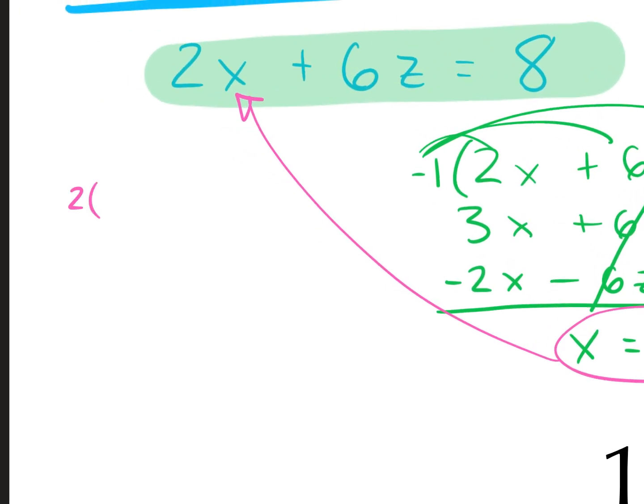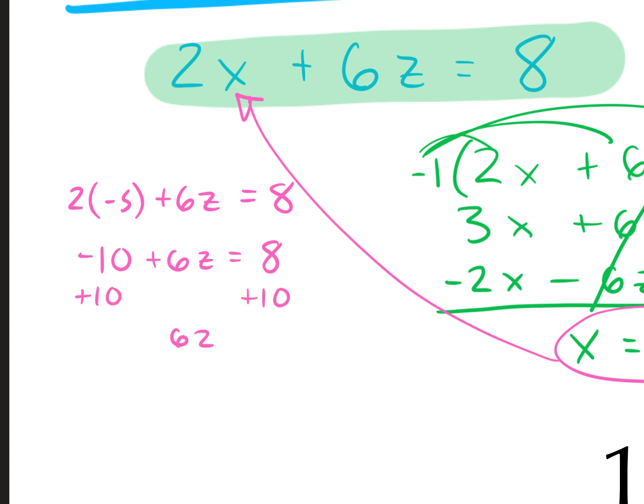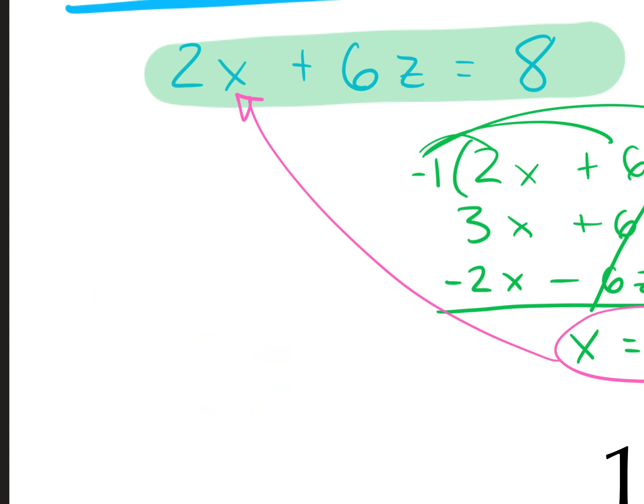So we have 2 times negative 5 plus 6z is equal to 8. So negative 10 plus 6z is equal to 8. What would I do next? Add 10. So 6z is equal to 18. What do I do next? Divide by 6. So z is equal to 3.